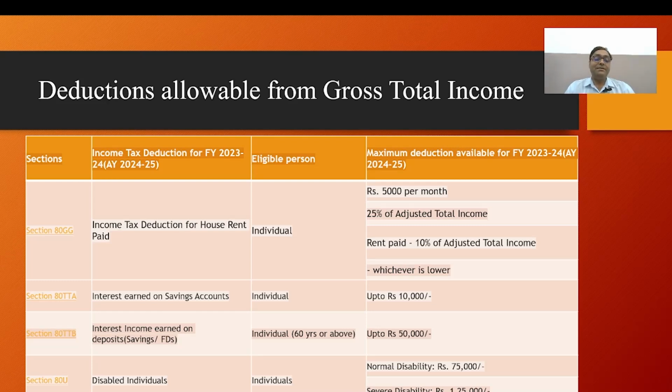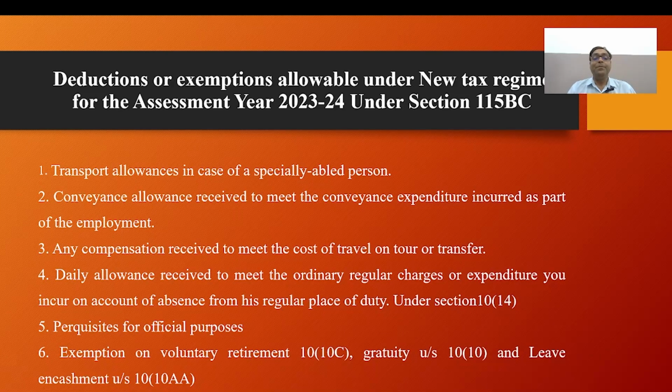Now Section 80U, for a disabled individual. We have discussed Section 80DD. For normal disability, 75,000 is allowed, and for severe disability, it is more than 1,25,000 as the maximum deduction under these deductions. Now I will discuss more details.